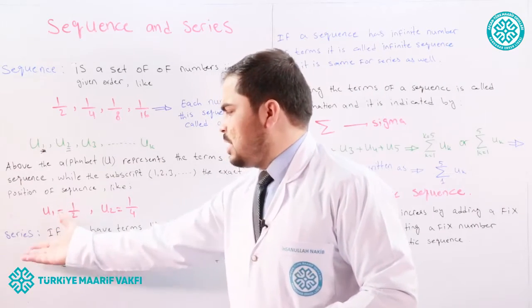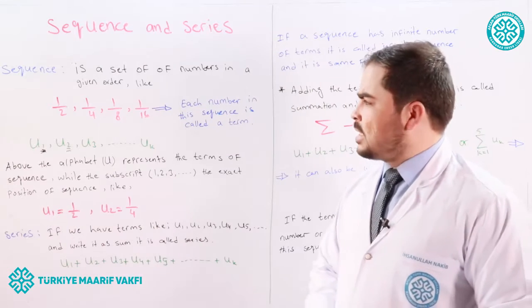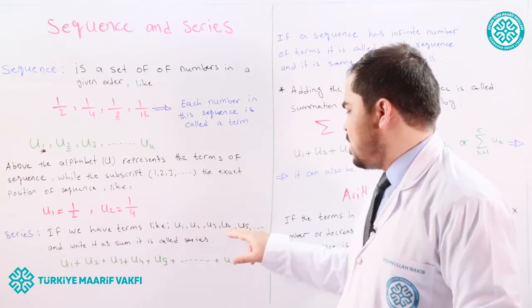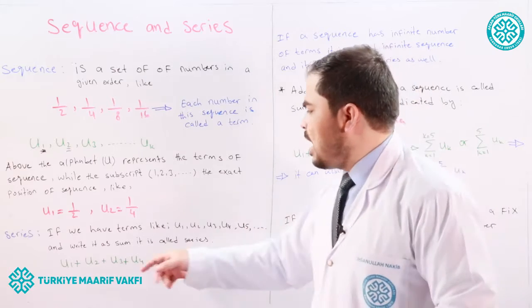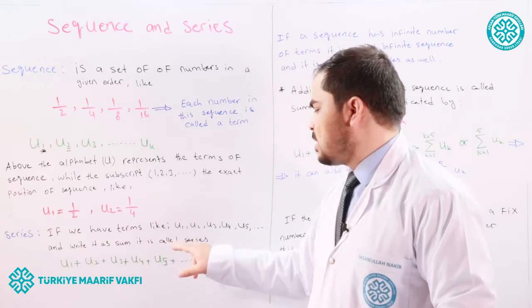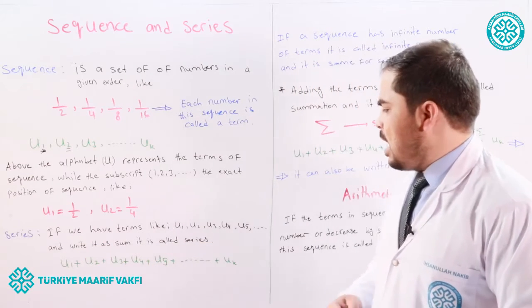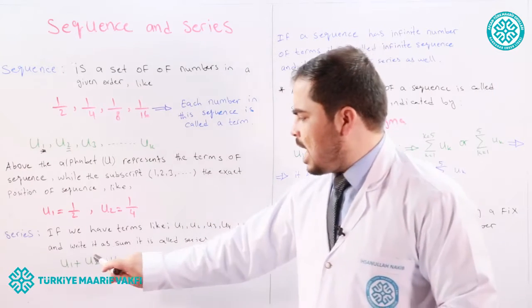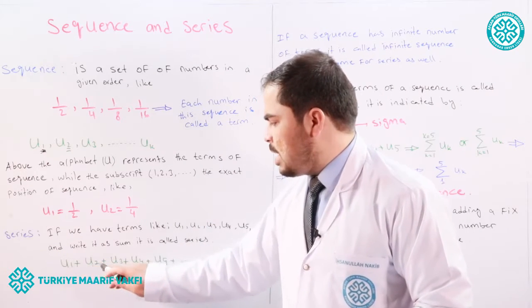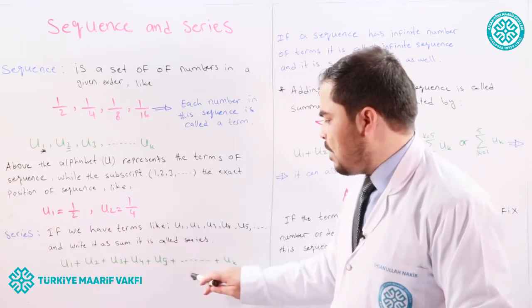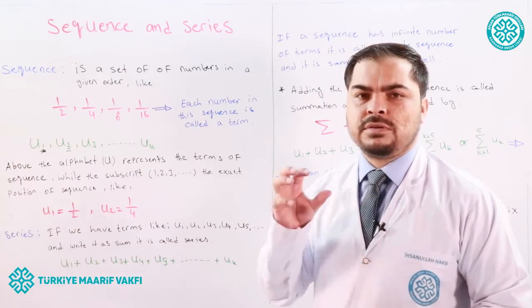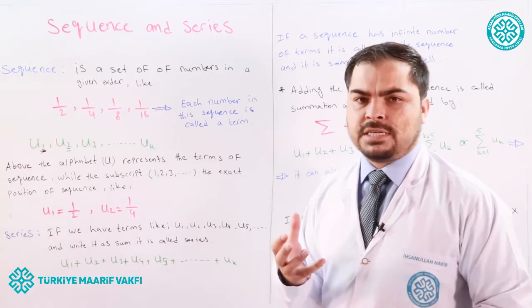Now we are coming to series. What does series mean? Series means if we have terms like U1, U2, U3, U4, U5 and so on, and we write them as a sum, it is called a series. Here we have U1, U2, U3, U4, and U5. If you just write a plus sign between them, or add them, but by adding I mean we do not need the result of that addition.